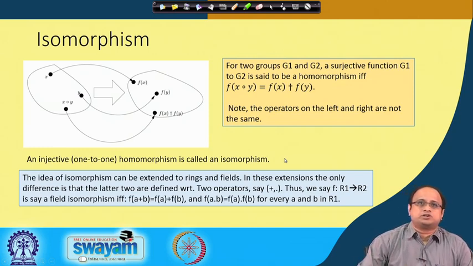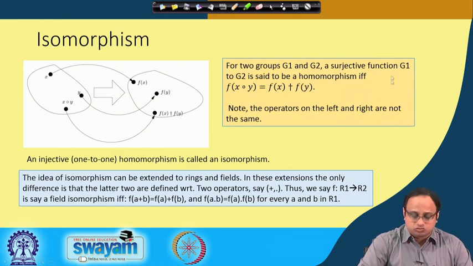Okay. So, what are isomorphisms? Suppose you have two groups G1 and G2, and I want to define a surjective function from G1 to G2 such that the following condition holds. So, what is the condition? I have an operator here, suppose this operator is denoted as circle. So, I do the circle operation between elements in the group G1, and I do an operation defined by a dagger symbol on the group G2.